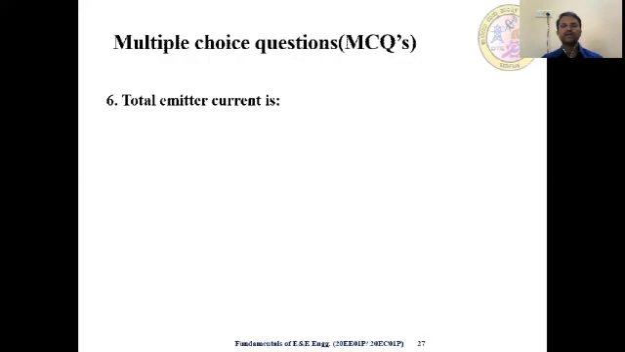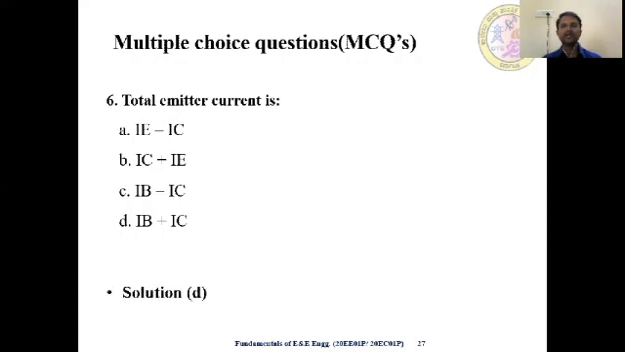Next question. Total emitter current is given by dash and the options are IE minus IC, IC plus IE, IB minus IC, IB plus IC. IE means emitter current, IC means collector current, IB means base current. And the correct answer is D. Base current plus collector current together gives you the emitter current.